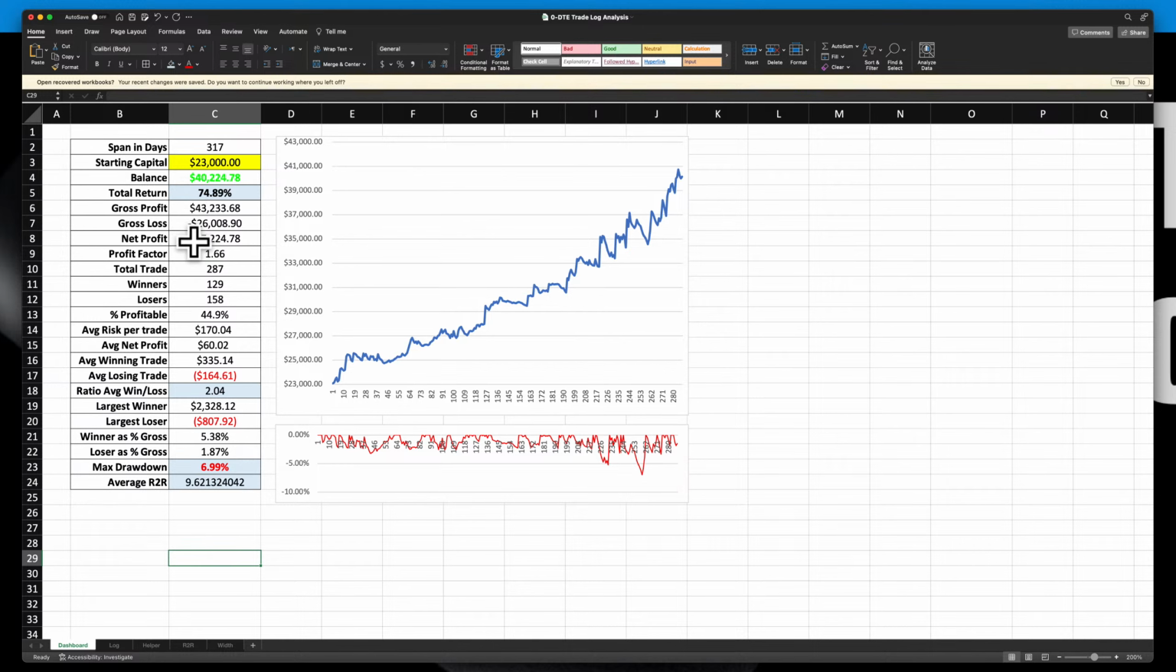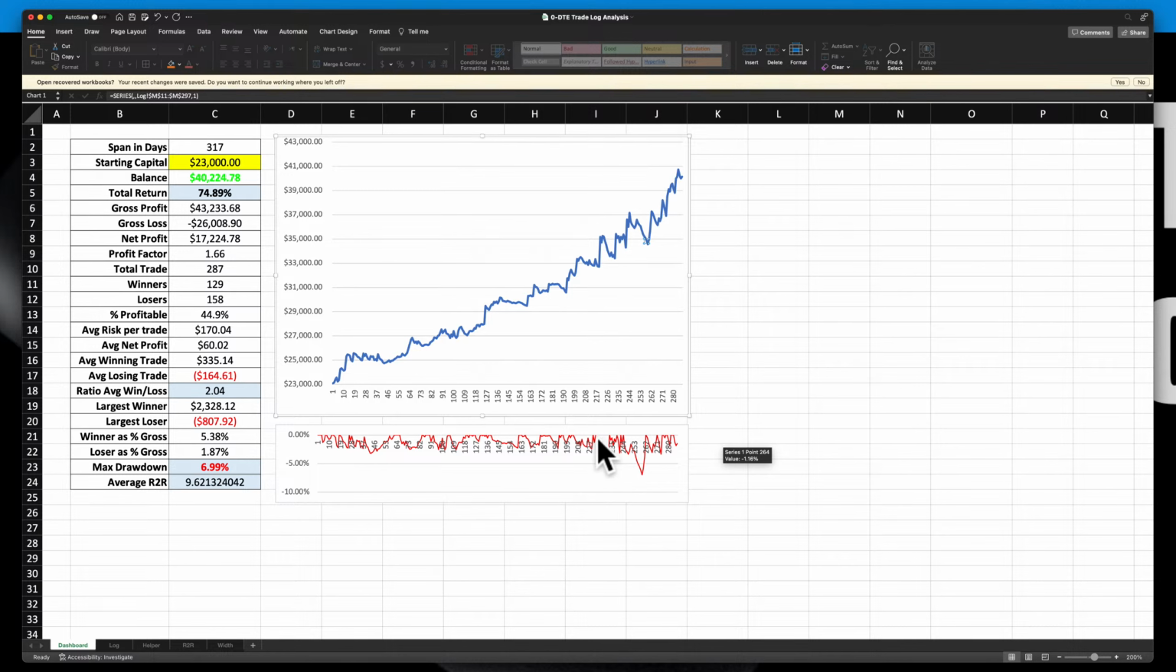And the key statistics, of course, is the total return. And then down here, you'll see the average winning trade to losing trade, which is a little over 2 to 1. And the max drawdown has been 6.99%. I can show you exactly where that was. That was right here, but it was a very quick recovery. Came down quickly, went right back up.